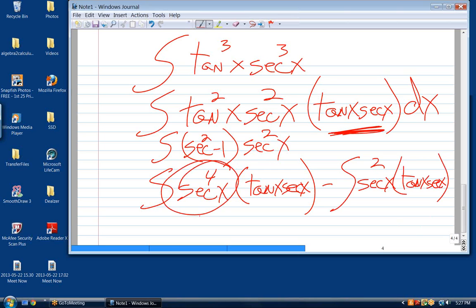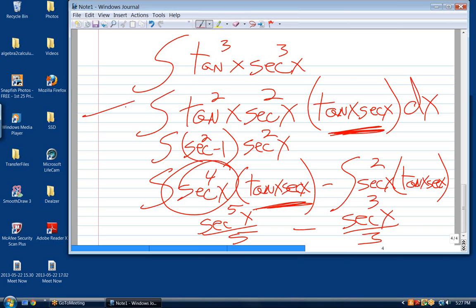Now I can use the power rule on that because that's the derivative of the inside. So the answer is going to be secant fifth x over 5 minus secant third x over 3. Where did that tan x secant x come from? I pulled it out. I pulled one of each out. Notice that I reduced the tangent from 3 to 2, and I reduced the secant from 3 to 2 when I went to this step here.